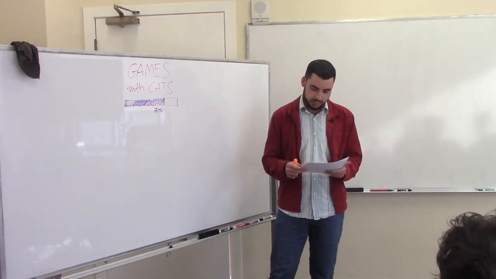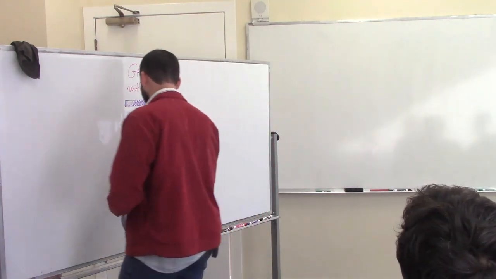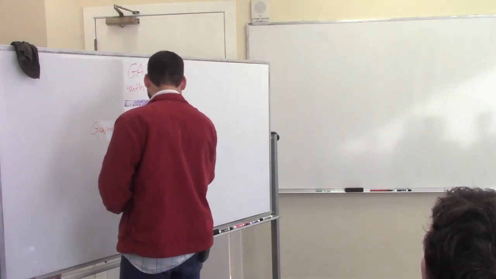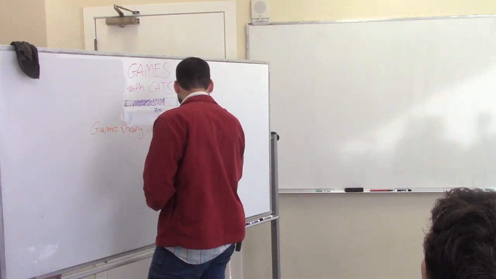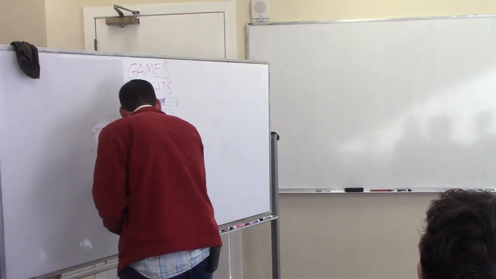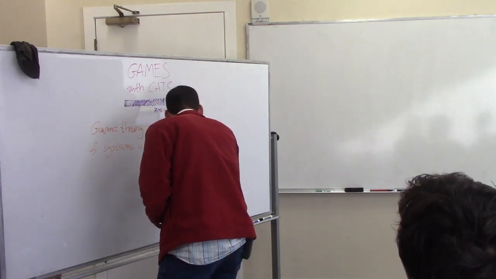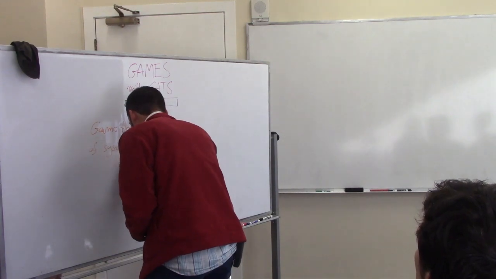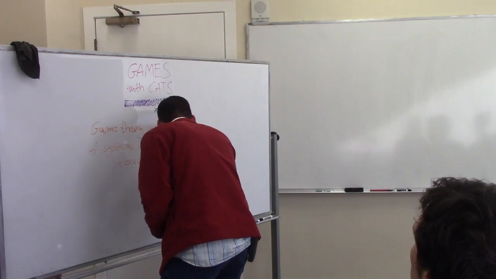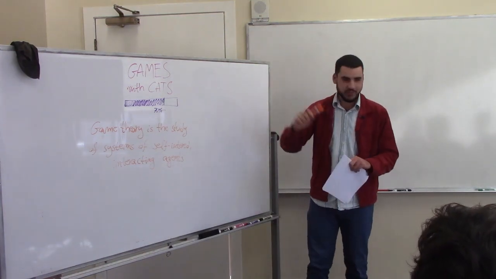If you open a textbook about game theory, they're going to tell you that game theory is the study of systems of self-interested and interacting agents. Plural. Okay. This is the definition of game theory.